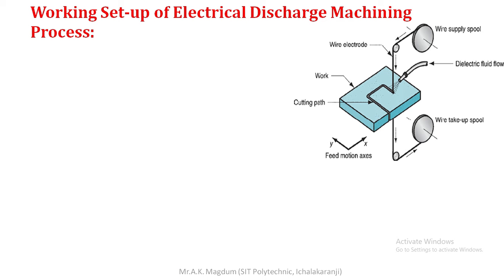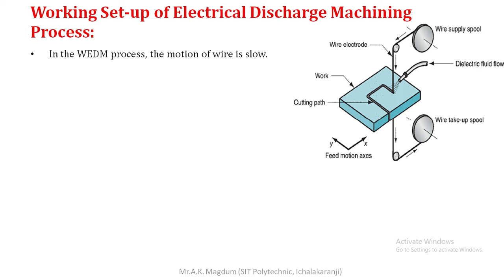The next important part is the working setup of the electrical discharge machining process. Here in this image, we are discussing what was in the previous slide also: the wire supply spool, the dielectric fluid flow, the wire take-up spool, the motion of the axes, y axis and x axis, the cutting path, the workpiece, and the wire electrode. So this much of the construction of the wire EDM process we discussed in the previous slide also. In this slide, we are discussing the working setup of the electrical discharge machining process.